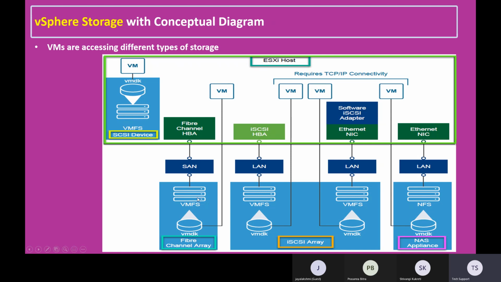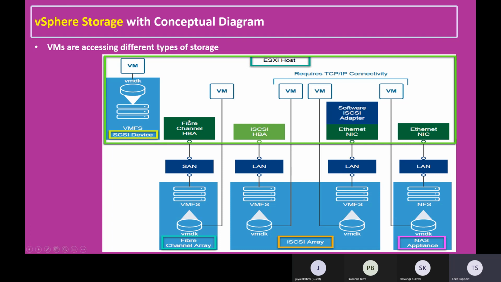But for SAN storage, what is the main key component? To access the SAN within our ESXi host, we require a Fibre Channel HBA card. If we have this physical card, then only we can connect to the SAN storage switch. From the switch, we can access the Fibre Channel LUN. This is the connectivity process, and I will explain it in detail in the next class.